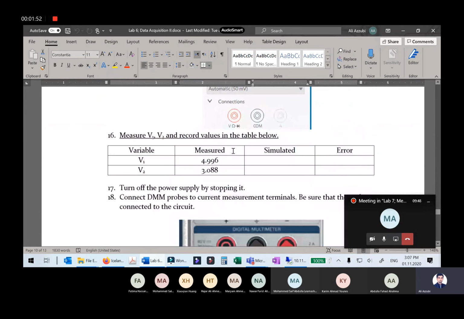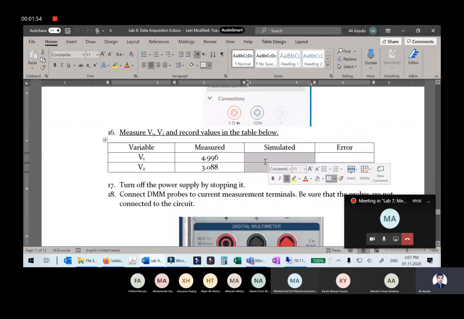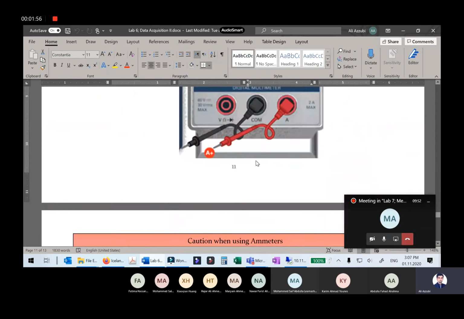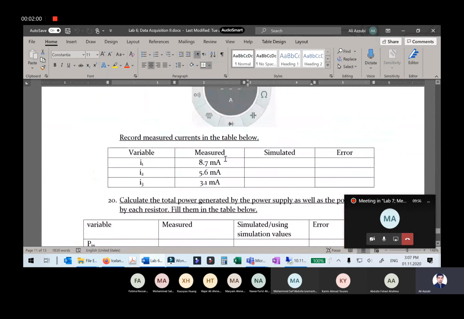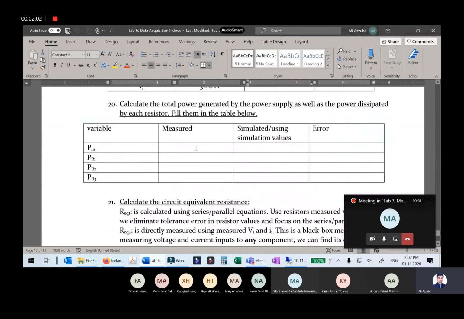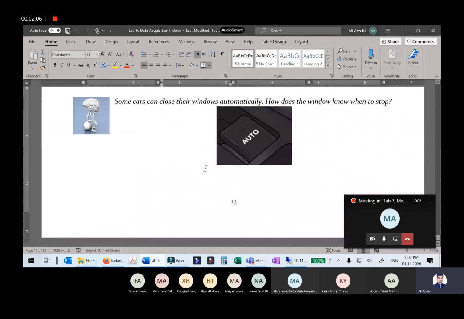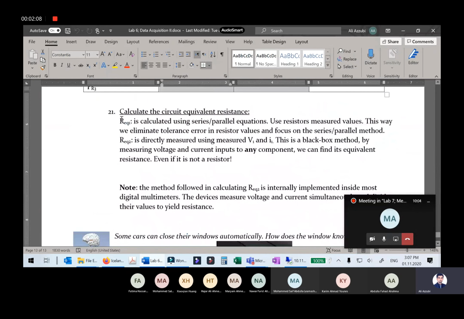What else do we have? Same here, compare and find error. Okay, what else? Similar here. The rest you calculate the powers, and at the end there are these questions. Find the equivalent resistance. So does anybody find difficulty in finding these equivalent resistances?